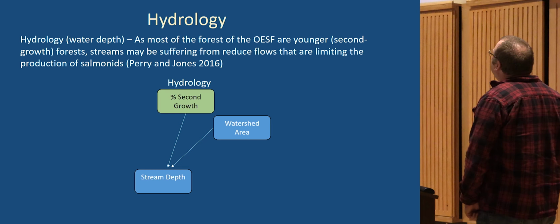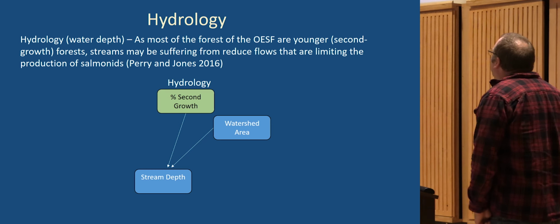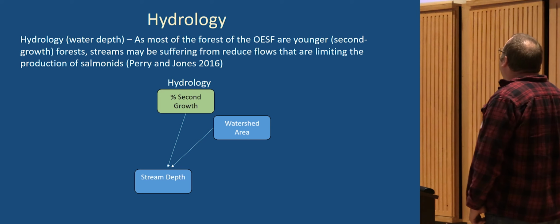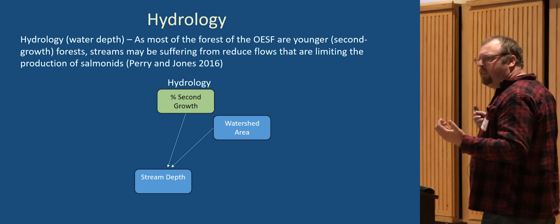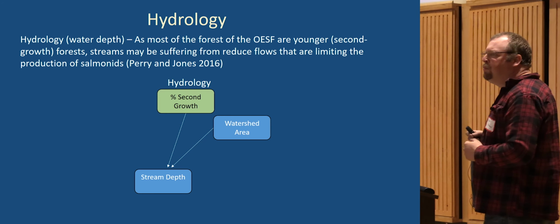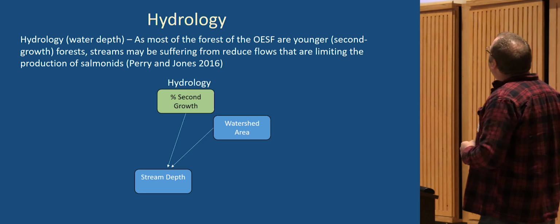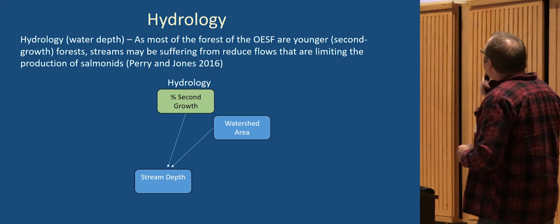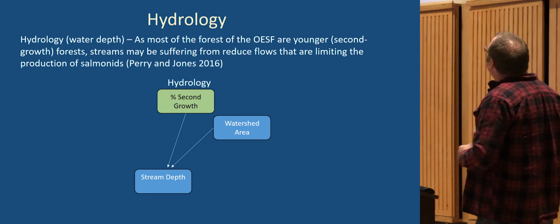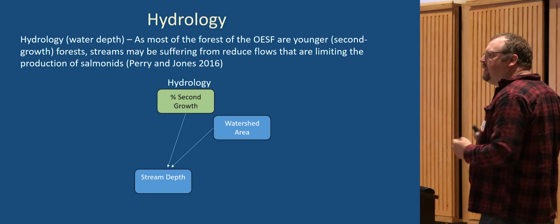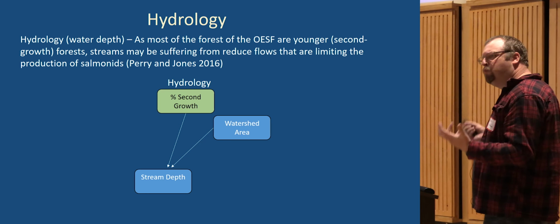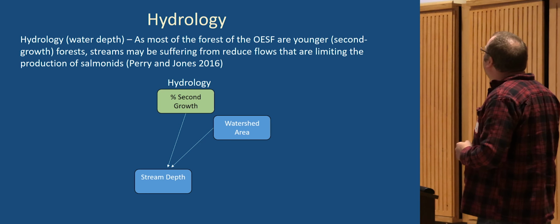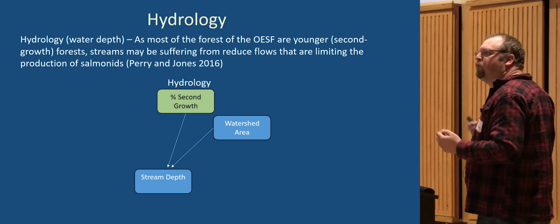The third thing we looked at was hydrology and how stream depth was important for our fish. Stream depth could be controlled by many factors, watershed area being one, and the other was the amount of second growth within our watersheds. This was a paper by Perry and Jones in 2016, and they found that these second growth forests actually suck more water out of the watersheds than old growth forests, and we wanted to see if we could see that effect within our forests.